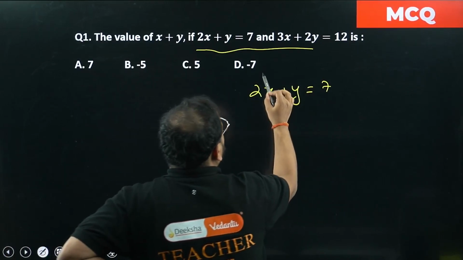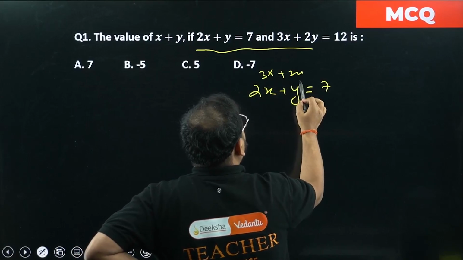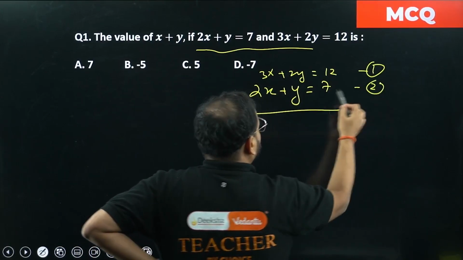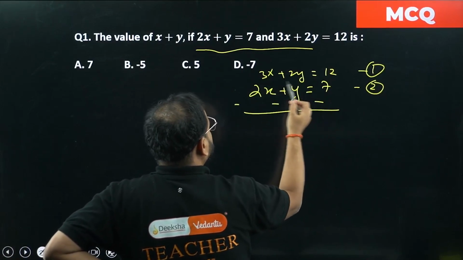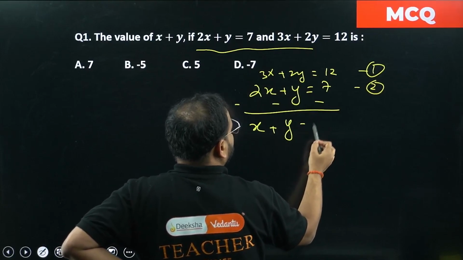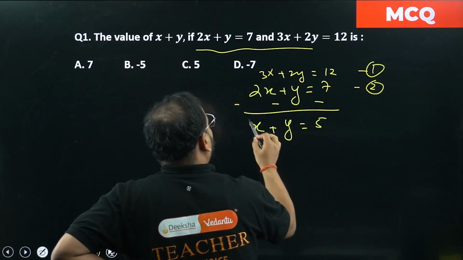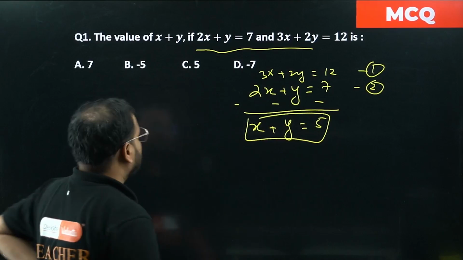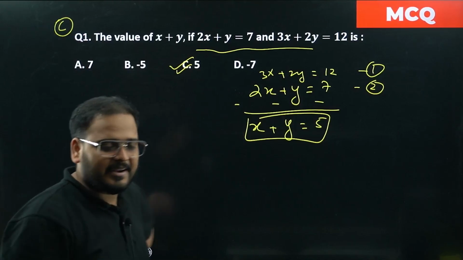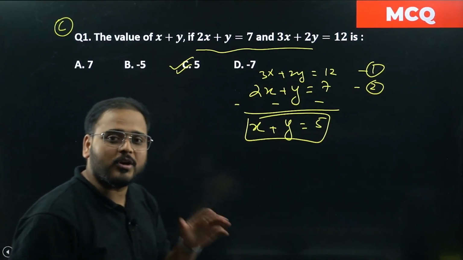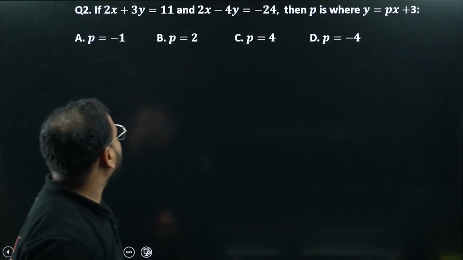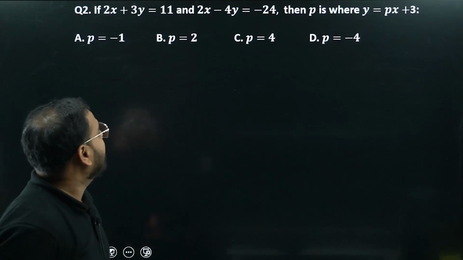The other way is to just write it like this: 3x plus 2y equals 12, and then subtract the two equations. This is equation number 1, and this is equation number 2. Subtracting, sign change, minus, minus, minus. 3x minus 2x is x, 2y minus y is simply y, and 12 minus 7 is 5. Are we looking for this value only? Yes. Answer is C. Simple enough, right? So please check. I hope all of you got the right answer. I am confident.